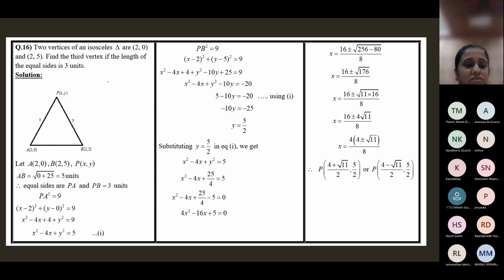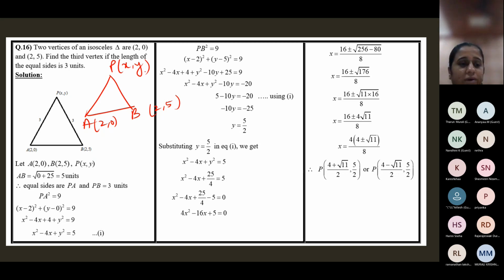So this is the triangle. I've called the triangle PAB. So you know that A is 2, 0 and B is 2, 5. Now we do not know the address of the third vertex. The third vertex is P, so take it as x, y. Now the equal sides are 3 units. Now which are the equal sides? The 3 sides are PA, AB and PB. Which 2 sides are equal?